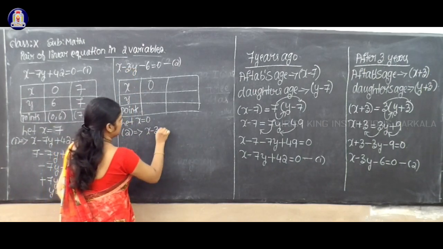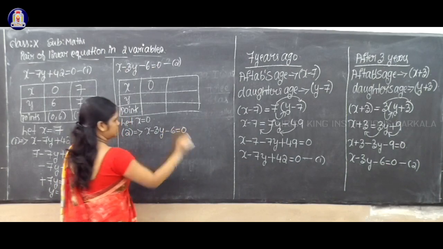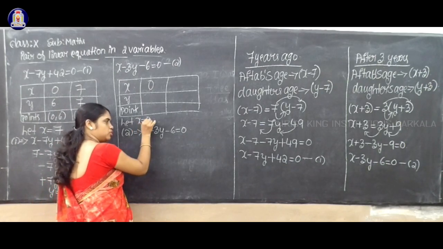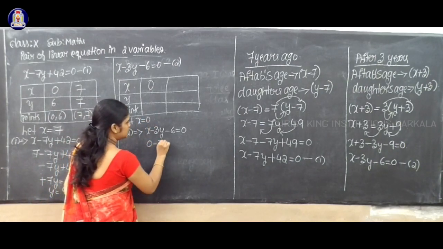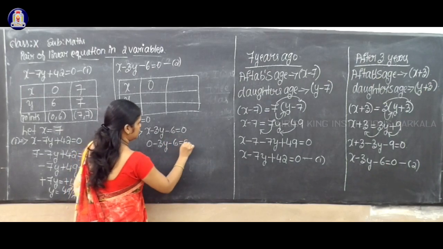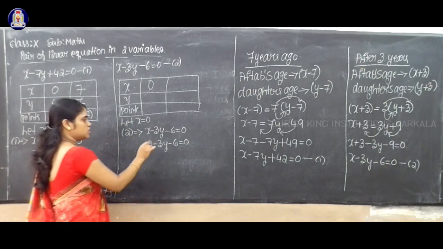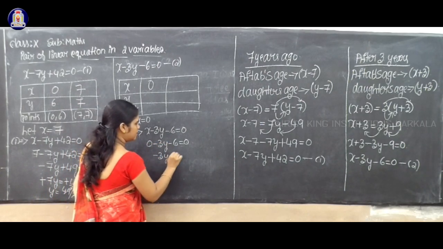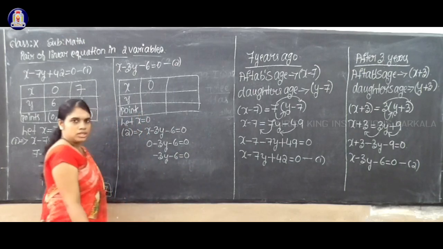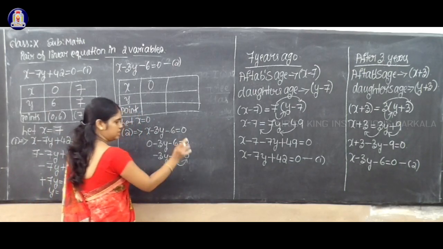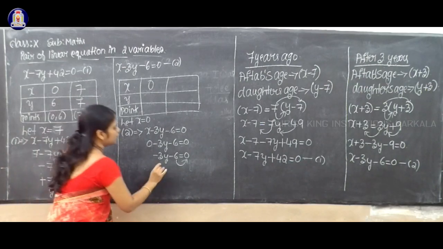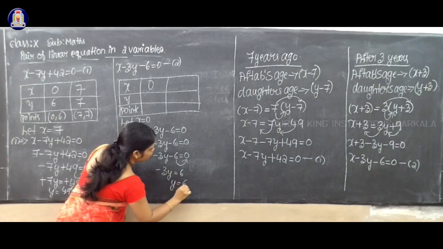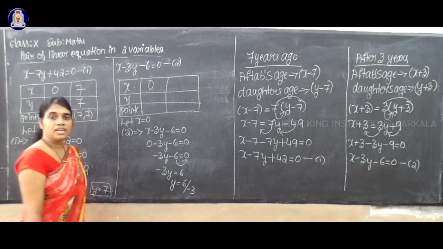X minus 3y minus 6 is equal to 0. In the place of x, substitute 0. So 0 minus 3y minus 6 equal to 0. Okay. So 0 minus 3y equal to how much? Minus 3y. Minus 3y minus 6 equal to 0. Now shift this minus 6 to the right hand side so that you will get minus 3y is equal to 6. So therefore y is equal to 6 by minus 3.